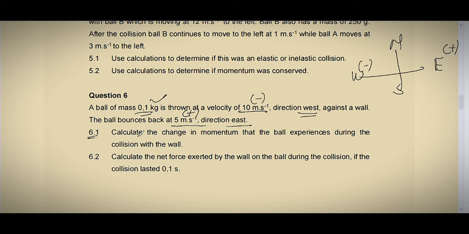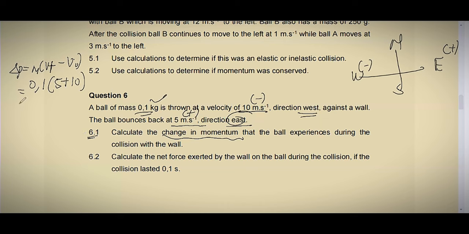Now 6.1 says calculate the change in momentum that the ball experiences during the collision with the wall. Right. So once again, we are asked to calculate the change in momentum. So the formula for that, that's change in P is equal to M times VF minus VI. Right. So what is our mass? Our mass is 0.1. Then the VF, note, direction east. So I'm going to write it as a positive. That's 5. And then this one, direction west, it's a negative. We have minus here, and then we have this negative. So negative multiplied by negative would be positive. So we have plus 10 here.